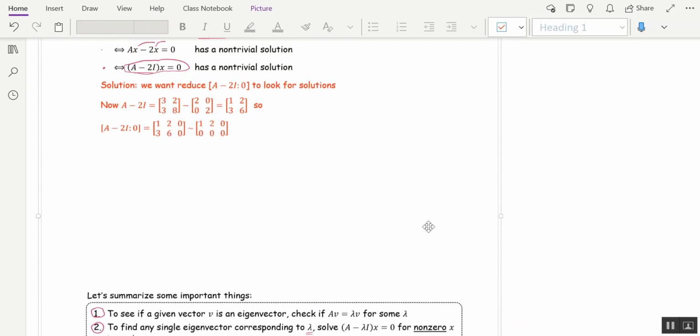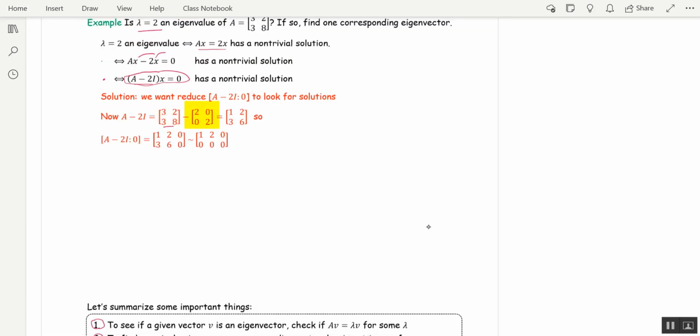I've done most of the computation for us. This is A, and this is twice the identity. And I subtracted, and I got this matrix. So what I do is I reduce that matrix augmented with 0. So that's what I have right here. This is the augmented column. It just took one row reduction to get to this matrix. So now I'm ready to write down the solution. I'm going to start at the bottom. x2 is t, x1 is negative 2t. So my solutions look like t times negative 2, 1. Now, any non-zero t will give me an eigenvector.